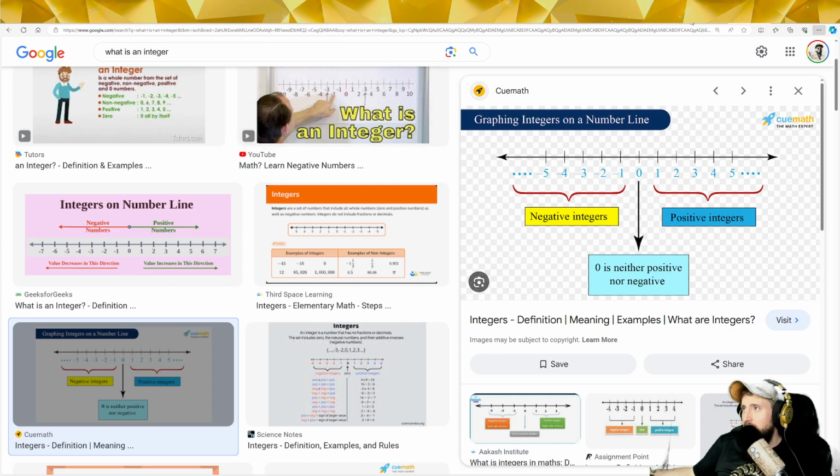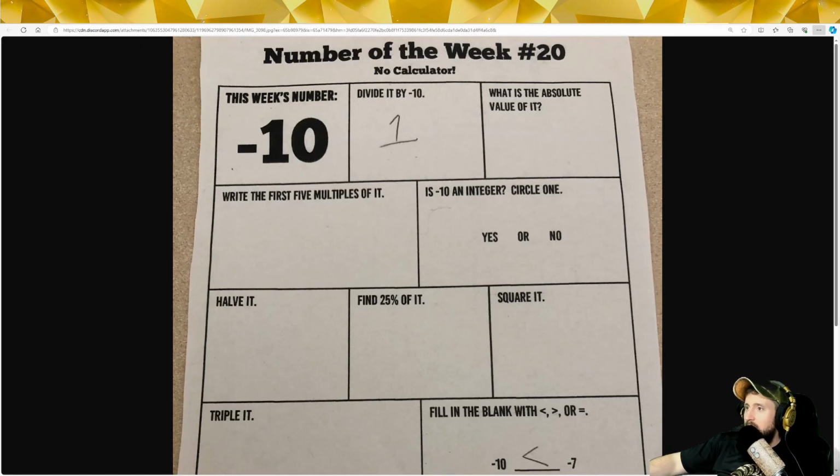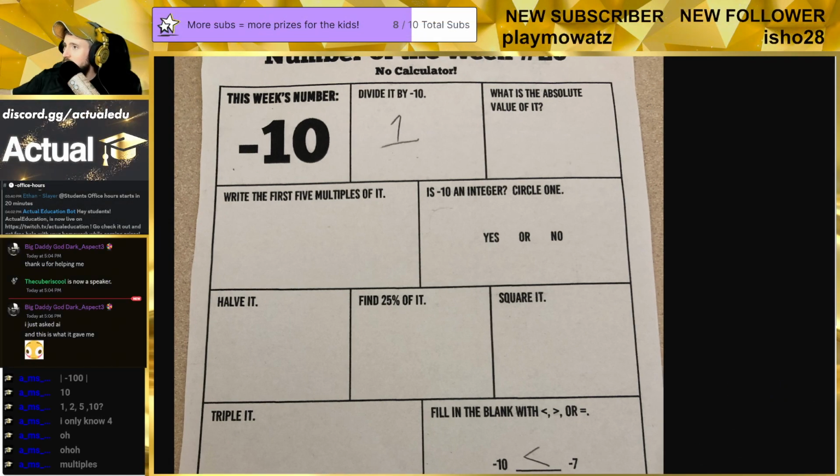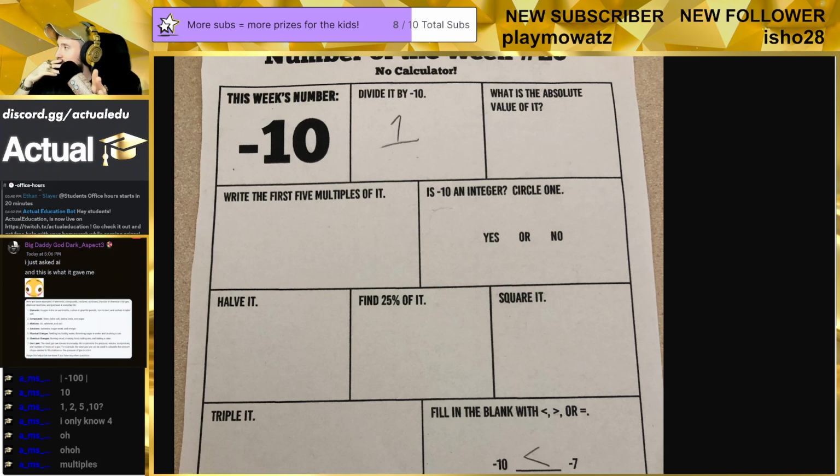Okay, good. All right. So is negative 10 an integer? Or sorry, integer just means it's a whole number. Yeah, good. If this was, for instance, negative 10.5, would that be an integer? No. No, good, because it has a decimal, right? It has a fraction part to it. Okay. All right, so then they say halve it.